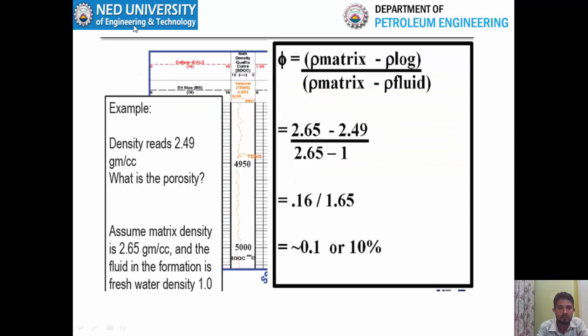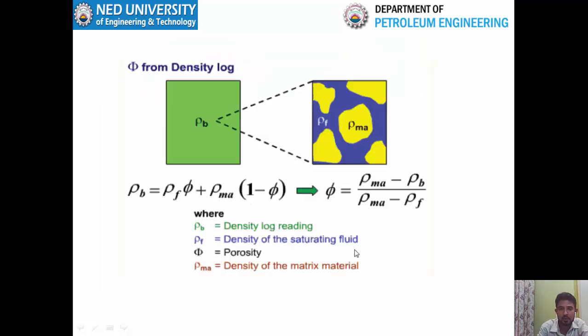So when we know the matrix and the fluid content, and when we know the formula, we place the numbers in this equation. For example, matrix density is 2.65, log density as measured through the log is 2.49, divided by 2.65 minus 1. So the porosity at that depth, where the bulk density is 2.49, is 10%.